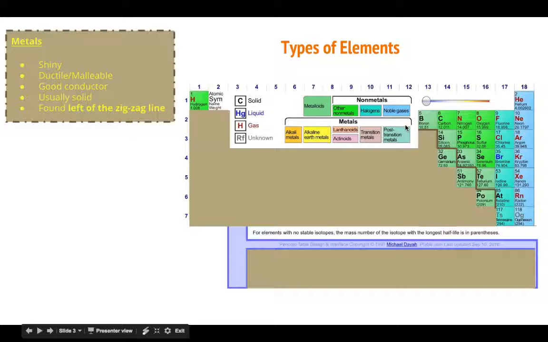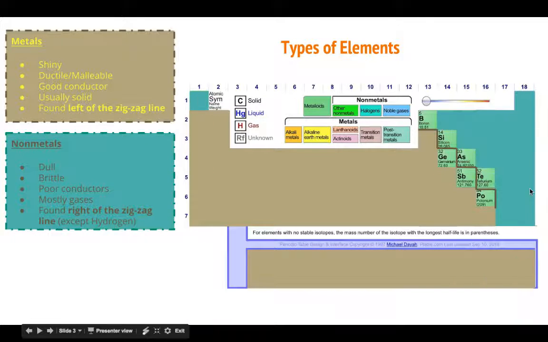Okay. We also have the nonmetals, which take up this space here. They're usually dull and brittle and bad conductors of electricity and heat. They're usually gases at room temperature, most of them are. And those are found on the right side of the zigzag line, except for hydrogen, who's over here all by himself.